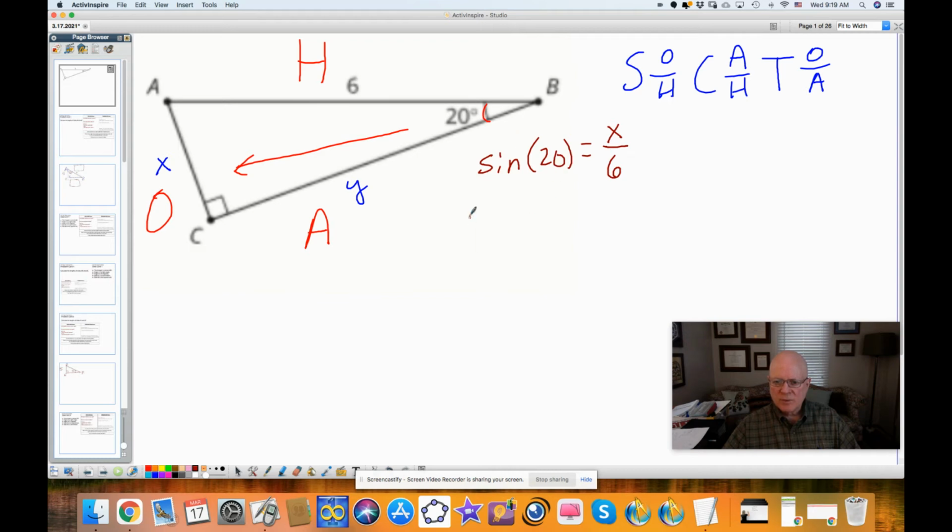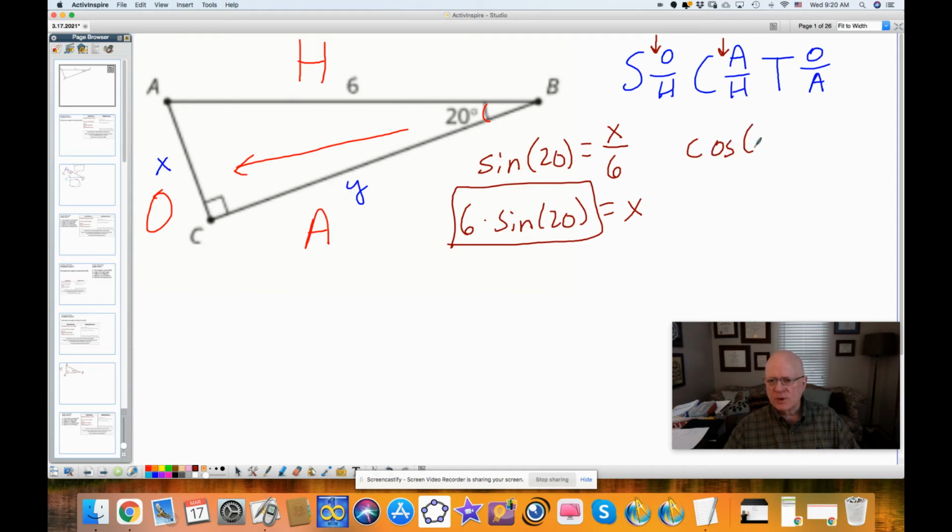I'll cross multiply, and I get 6 times the sine of 20 degrees is equal to x, and I can plug this value into the calculator and solve for x. To solve for y, I know the hypotenuse. Remember, I know this one. I know the hypotenuse, so I'm going to use this one to find y, the adjacent.